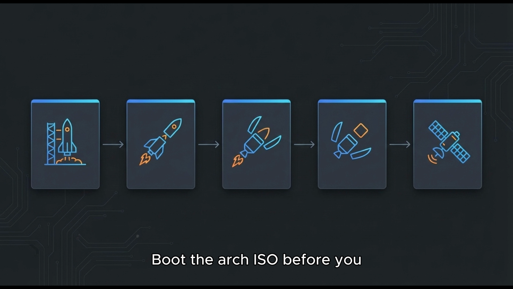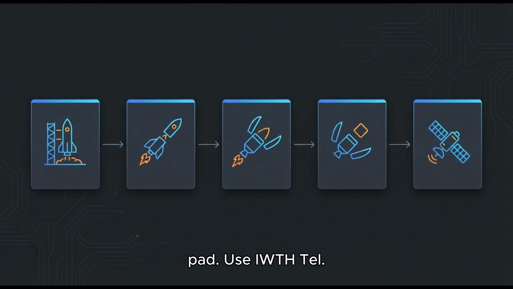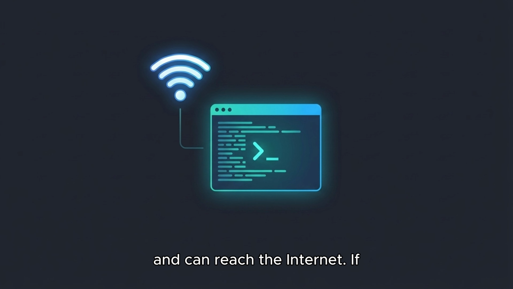Stage 0, the link. Boot the Arch ISO. Before you touch anything else, get Wi-Fi. Without Wi-Fi, the rocket never leaves the pad. Use iwctl. It's basically a tiny mission control for wireless. You enter it, list devices, scan for networks, connect, enter the passphrase, and then sanity check you have an address and can reach the internet.